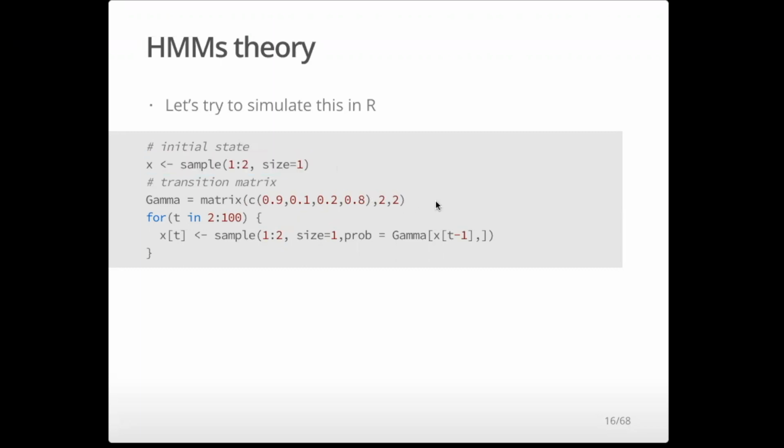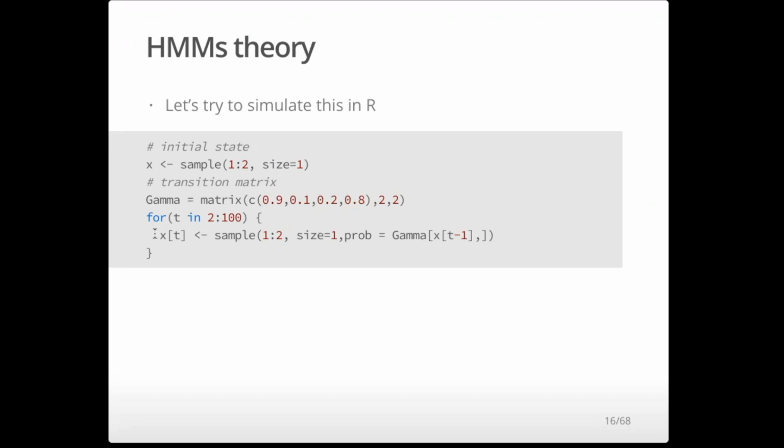Then we also need to create a transition matrix, which I'm going to call gamma here. The gamma is just going to be a 2x2 transition matrix where there's a 90% chance of being in state 1, given that you're in state 1. The other elements are: 0.1 is the probability of transitioning from 1 to 2, 0.2 is the probability of transitioning from state 2 to state 1, and then 0.8 is the probability of remaining in state 2, given that you're already there.